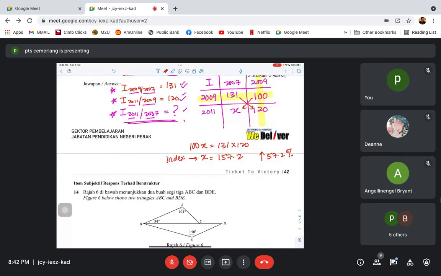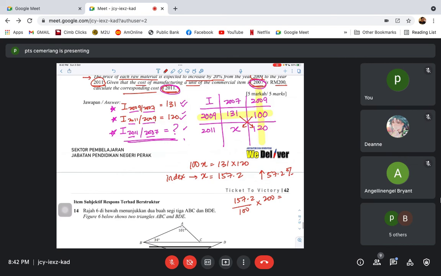So, the easy way would be, okay, just putting 157.2 over 100 and then multiply by 200. And then you can get the answer already, okay? Because this one is actually kenaikan harga dia. So, I can say that it's 157.2 over 100. Okay, sebenarnya it's like 157.2% lah. So that's why ada kenaikan 57.2%. Okay, so let me see what do you get here. 157.2 over 100 and then multiply by 200. You get 314.4. So the answer is RM 314.40.